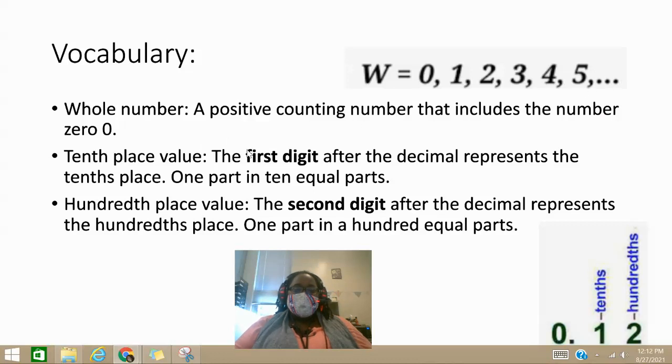The tenths place value is the first digit after the decimal that represents the tenths place. And it's also known as 1 part in 10 equal parts. Again, make sure you copy this down in your notes. And then finally, the last vocabulary word we have here is hundredths place value. It's the second digit after the decimal that represents the hundredths place. And it's also known as 1 part in 100 equal parts. And here's an example. We have 0.12; the 1 is the first digit after the decimal. It's the tenths place. And then the 2 is the hundredths place after the decimal, which is the second place value.